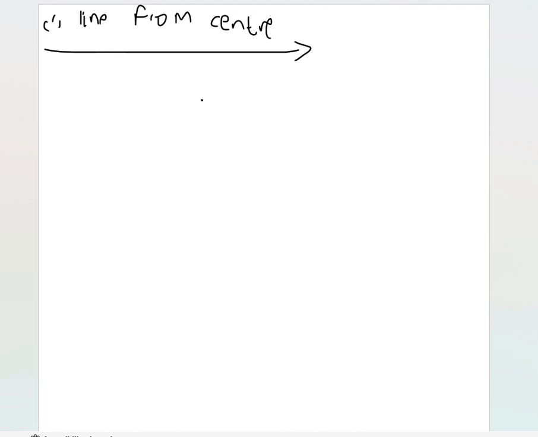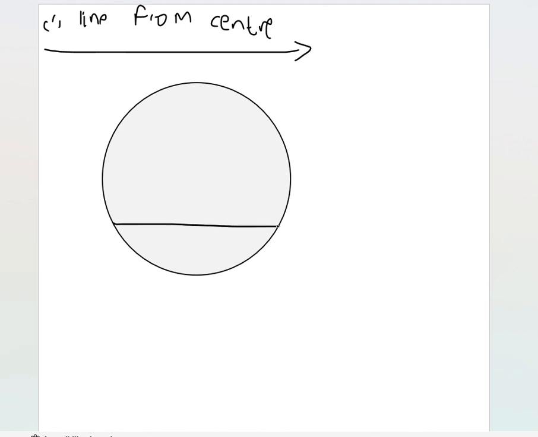Okay, so if we are given a circle with a chord, a chord is simply a line that joins two points on the circumference, but it doesn't pass through the center. And here we're going to have a line that will be perpendicular to this chord. So let's call our chord AB.